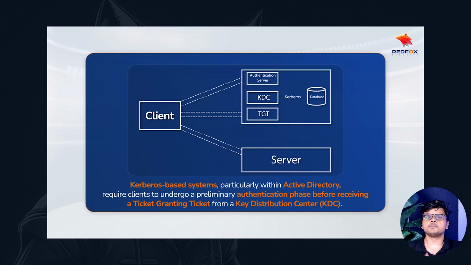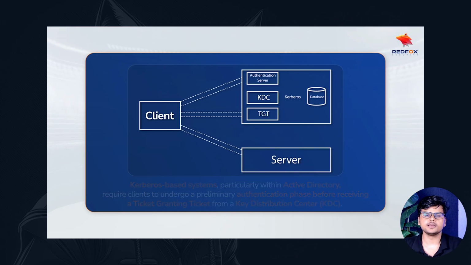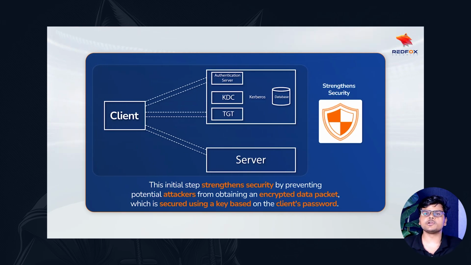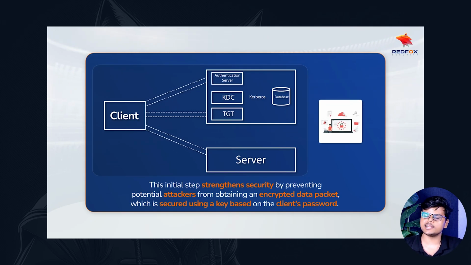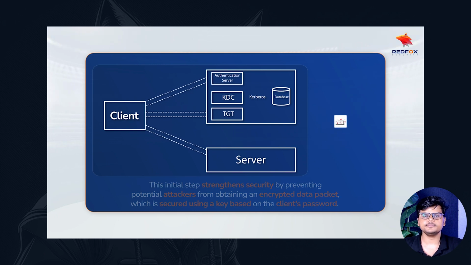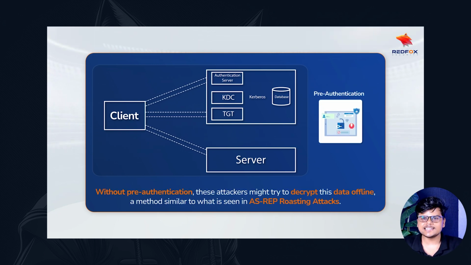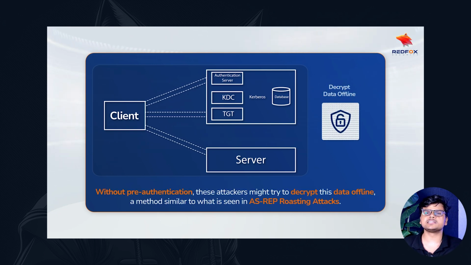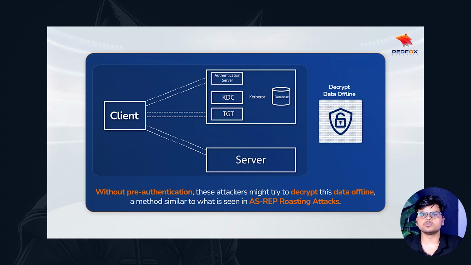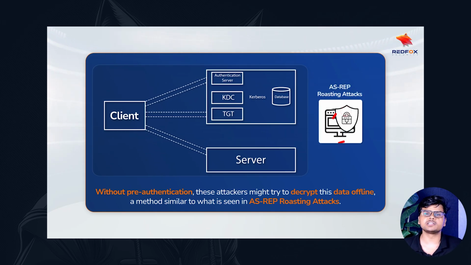Kerberos-based systems, particularly within Active Directory, require clients to undergo a preliminary authentication phase before receiving a ticket-granting ticket from a key distribution center. This initial step strengthens security by preventing potential attackers from obtaining an encrypted data packet, which is secured using a key based on the client's password. Without pre-authentication, these attackers might try to decrypt this data offline, a method similar to what is seen in Kerberoasting attacks.